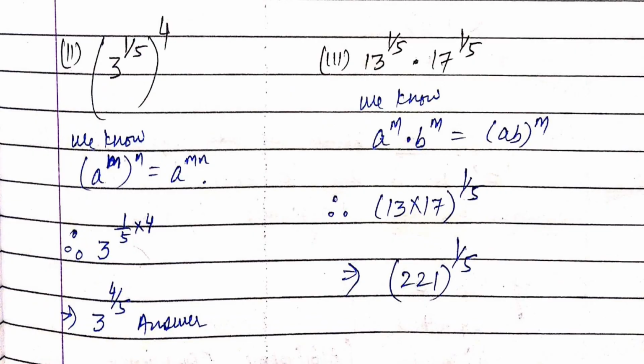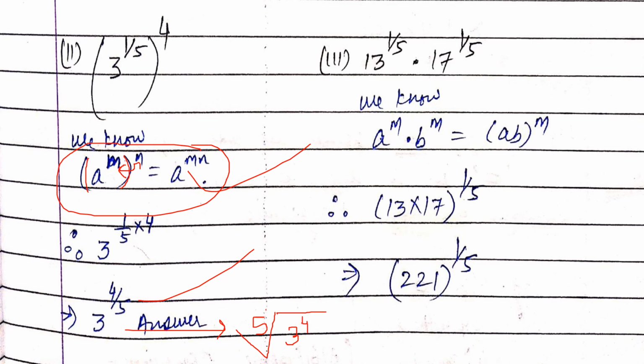Now, 3 power 1 by 5 whole power 4. It is the same as this formula. We have studied in the last class, a power m whole power n. When there is a power of a power like this, in that case, these two will multiply simply and become a power mn. So here also we will have 1 by 5 into 4, that is 4 by 5, the final answer. I hope you got this. If you want to write in the root form, you can write like this. 5 will come outside and will sit on the root like this, and we have 3 power 4. So these two are the same thing, whether you write like this or like this.